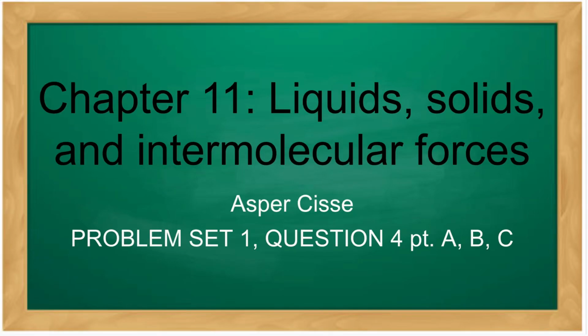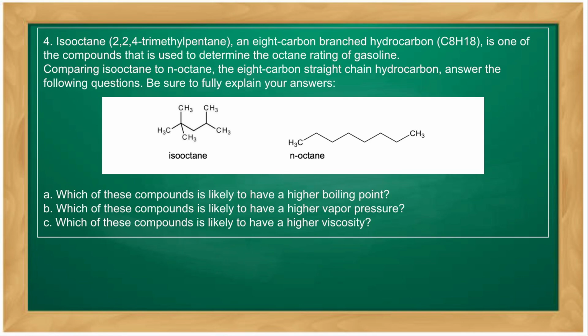I'm going to be covering problem set 1, question 4, parts A, B, and C, pertaining to chapter 11, liquids, solids, and intermolecular forces. The question is the following. Isooctane, an 8-carbon branched hydrocarbon, is one of the compounds that is used to determine the octane rating of gasoline. Comparing isooctane to n-octane, the 8-carbon straight-chain hydrocarbon, answer the following questions. Be sure to fully explain your answers.